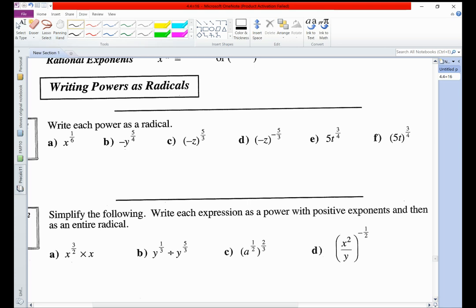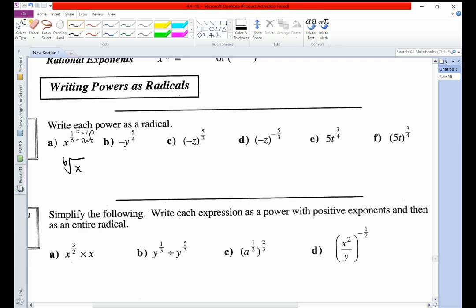So we know if we use our flower power rule, the top one is going to be the exponent of the top number in the fraction, and the bottom number will be the root. So we can rewrite this as the sixth root of x.